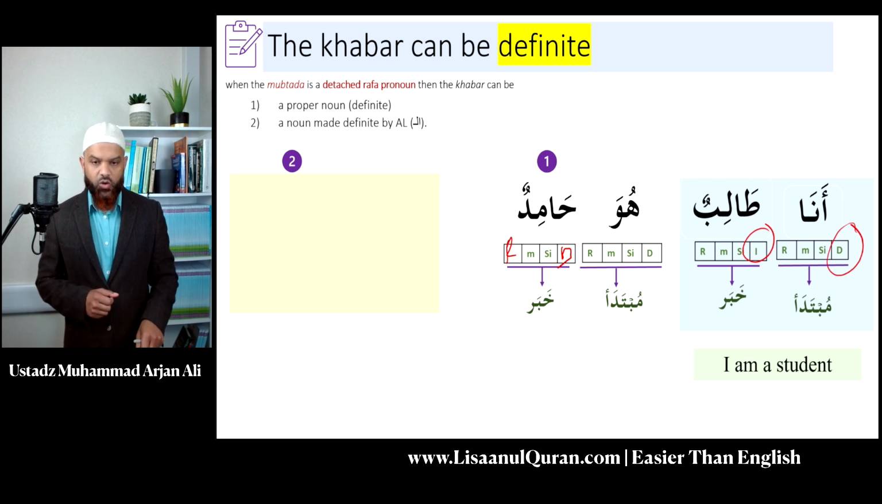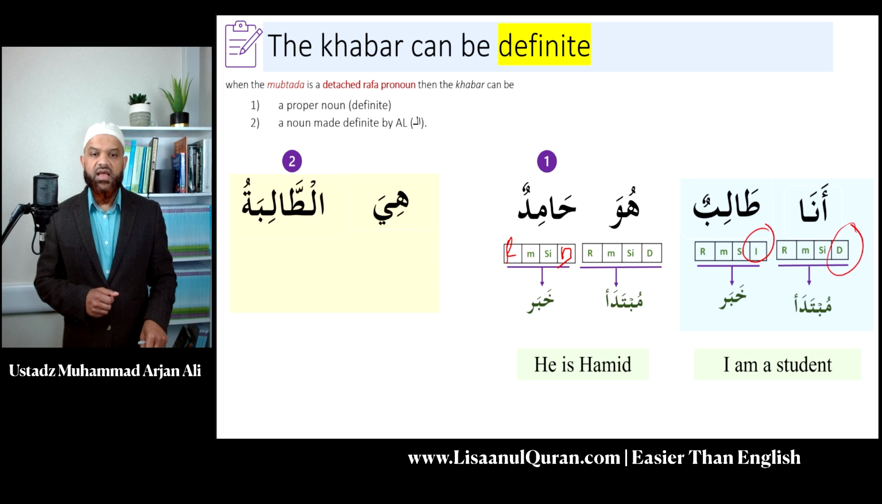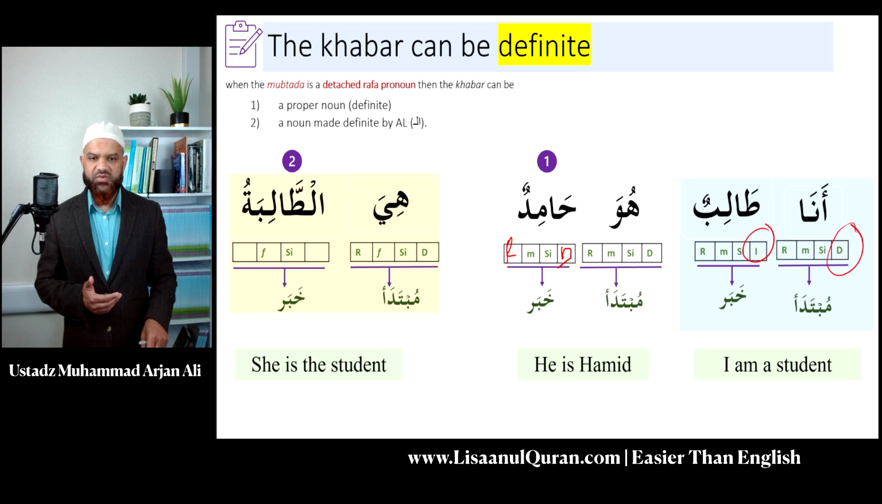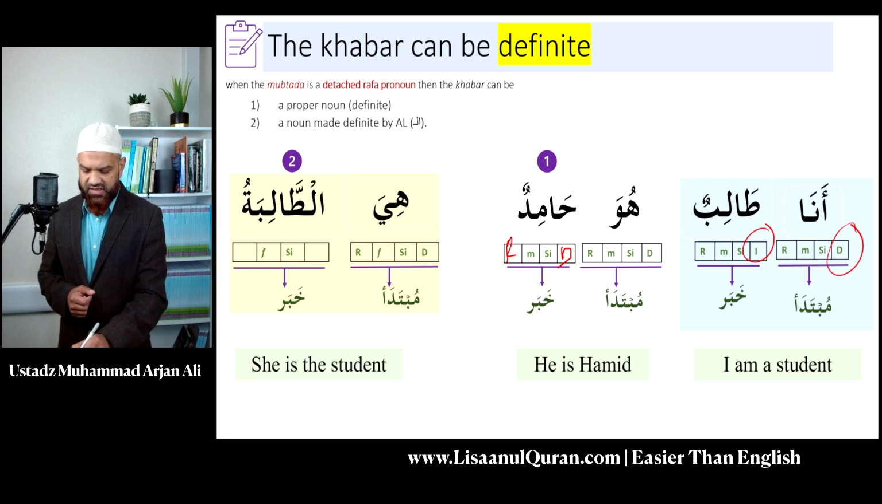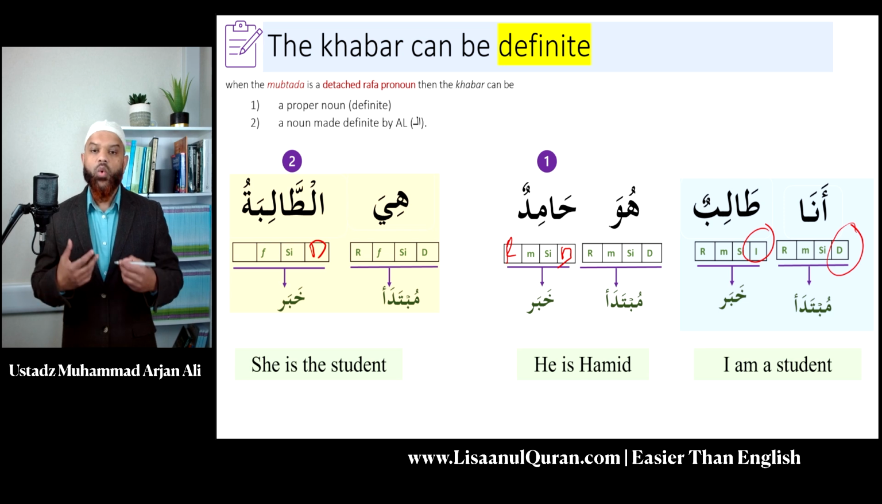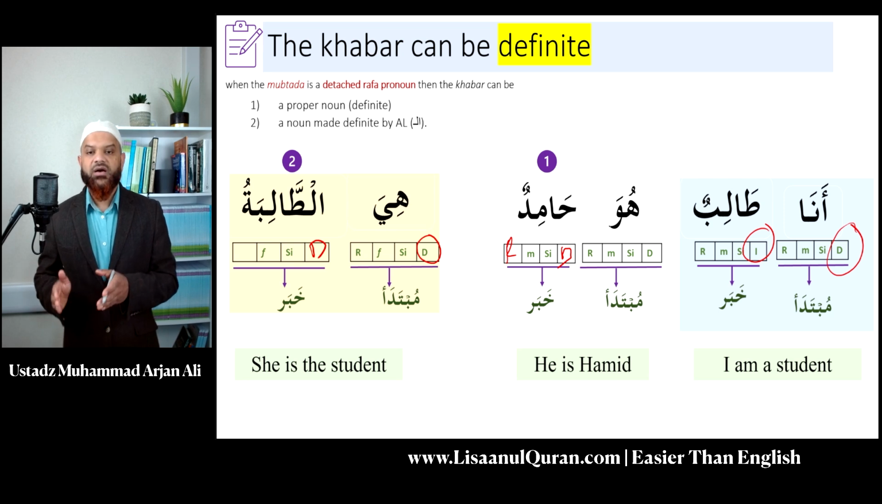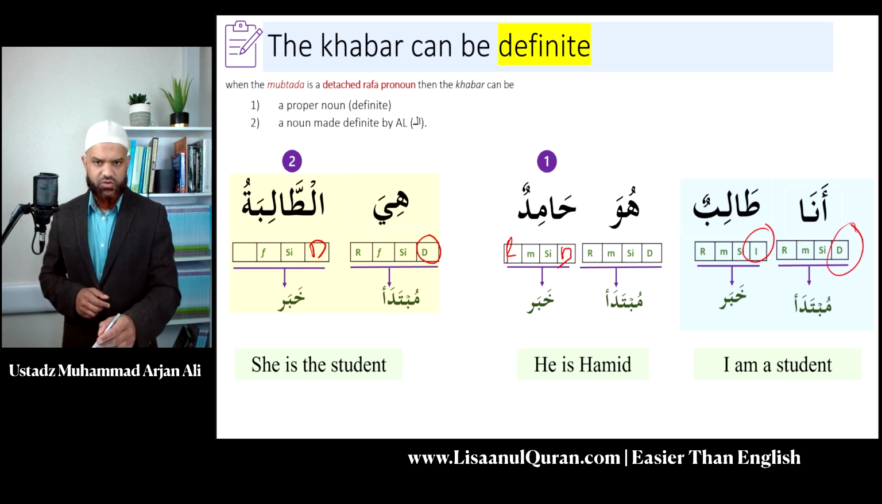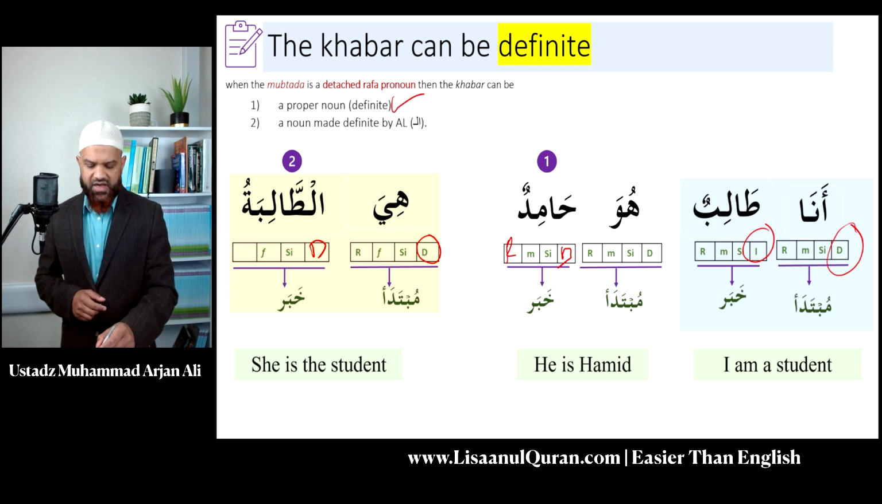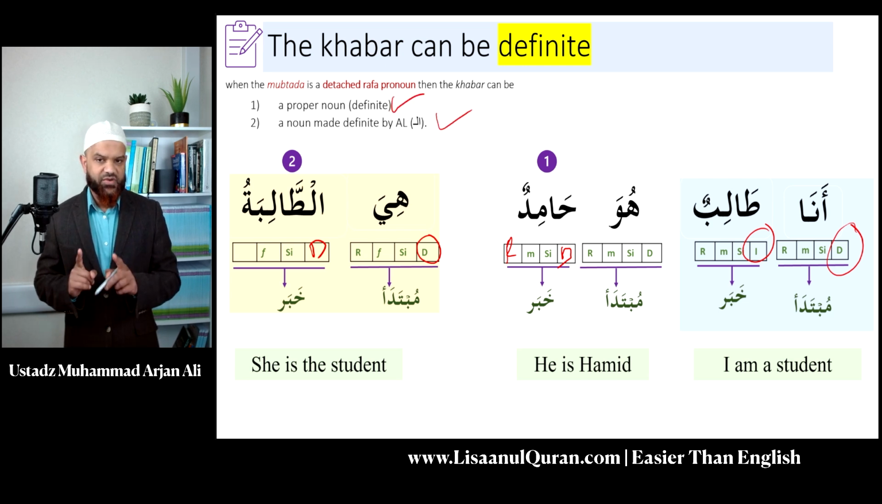Also in Arabic, we can say, hiya at-talibatu, she is the teacher. Again, that is your mubtada and the khabar. And I hope, inshallah, without any delay, you can say that this is definite. Why is it definite? Because you have al in it. So I have here now two definites coming together. Still, I have my sentence. Why? When there is a detached pronoun, the khabar can be definite with al. So there are two important things to note here. One, a proper noun, and the other, a word with al. Please repeat and emphasize this: when the mubtada is a detached pronoun.